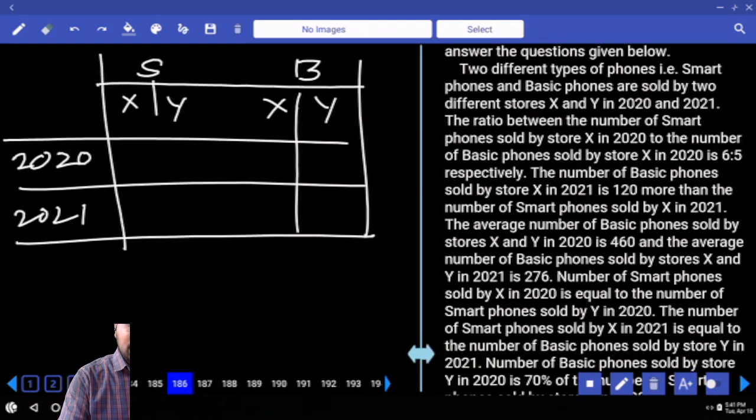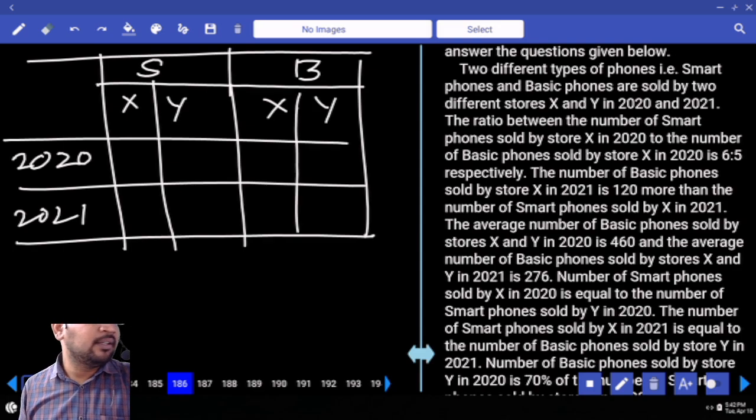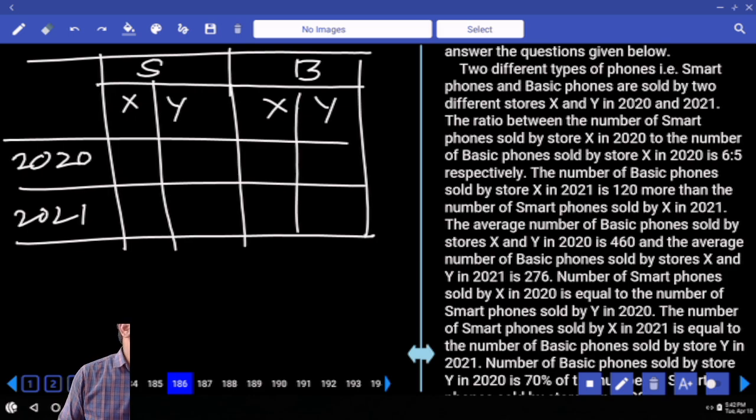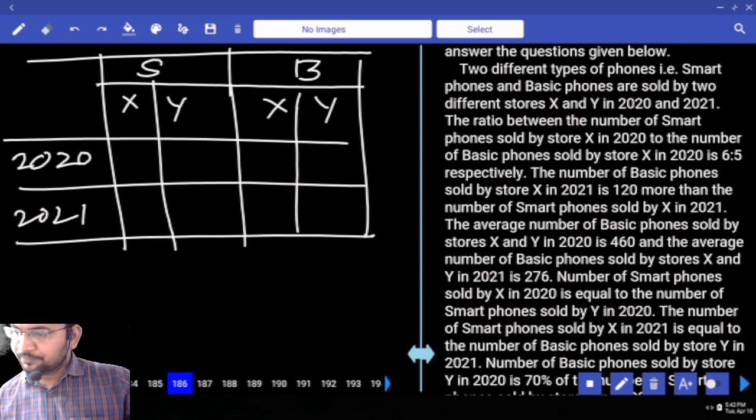So if you fill this data, then that is very easy for you. All of you clear? Smartphone sold by X and Y, and basic phone is sold by X and Y in the respective years 2020 and 2021. Are you clear? So once you fill this data, then answers are very easy for you. Now see the first statement.